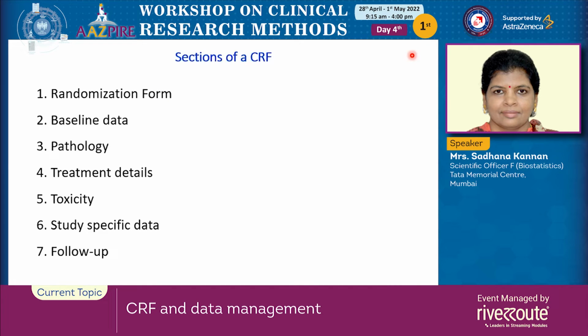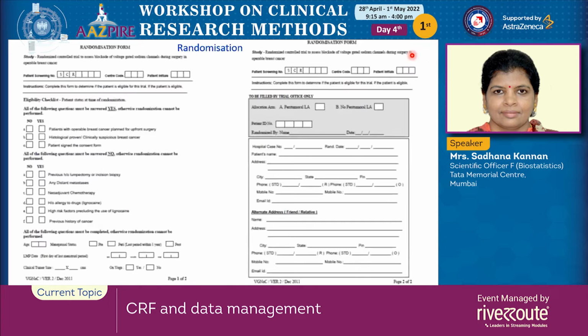So what all should be there? I'm just giving you an idea. If you're doing a randomized trial, you have a randomization form, you have baseline data collected, you have the pathology data, you have the treatment-related information, toxicity information, and then you may have some site-specific lab data coming in, and then you have the follow-up data. This is something broad. You may add depending on what your project demands. So I will take you through each of these.